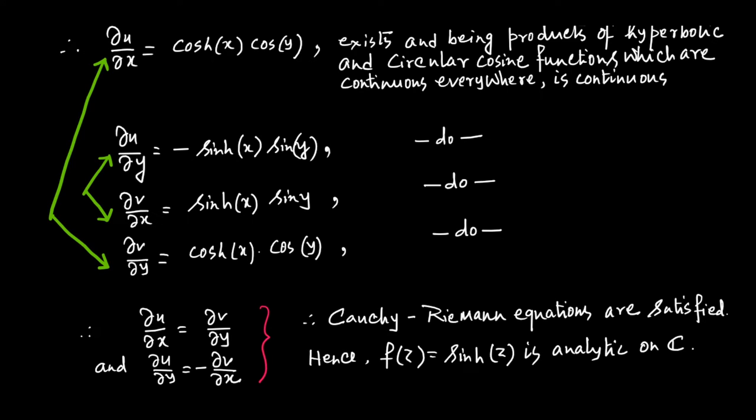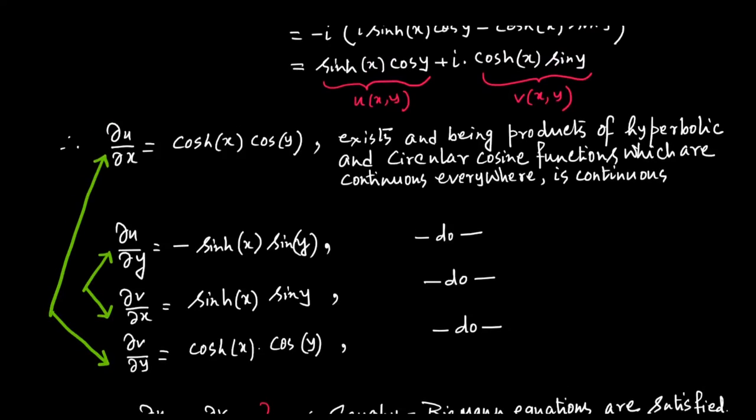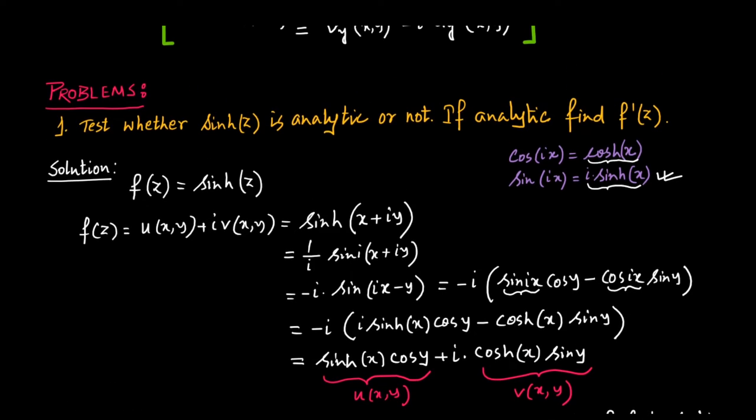Hence, hyperbolic sine z is analytic on C. And we know that if a function is analytic in the entire complex plane, we call that function an entire function. So this hyperbolic sine z is an entire function. So the first part of the question has been answered.